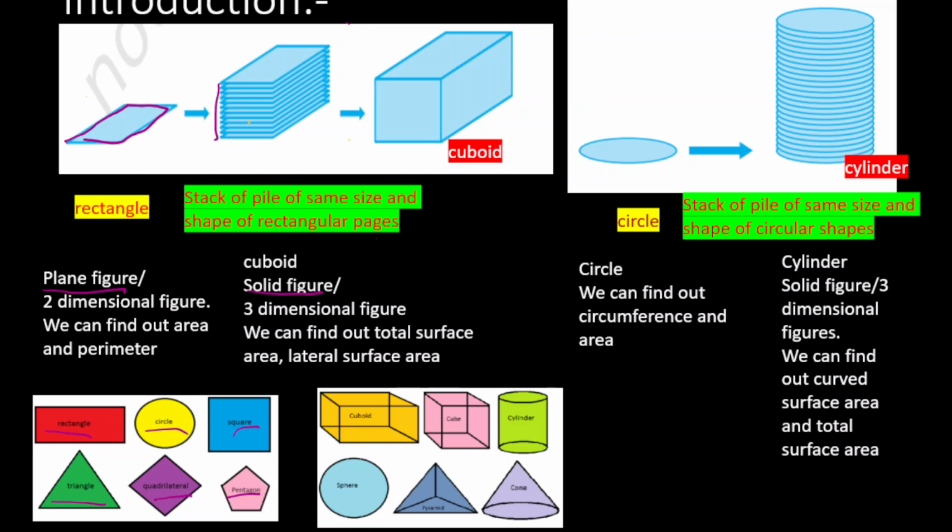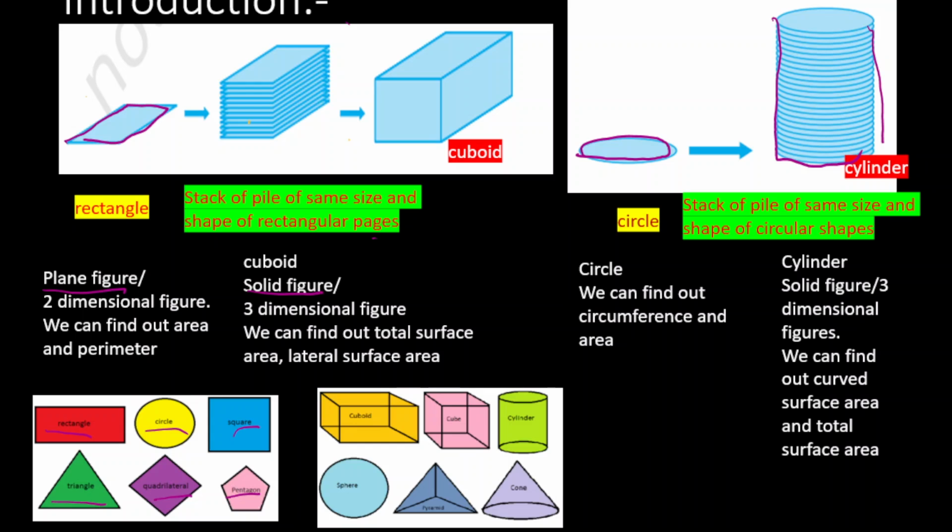Children, you see here you have a stack of rectangular pages of the same size and shape. All these rectangular pages we placed on one another, and we have formed a three-dimensional shape called cuboid. And here also this is the plane figure called circle, and a stack of circular shapes of the same size and shape. We have placed them in a vertical pile and we have obtained a solid figure called cylinder. This is how we can form solid figures.